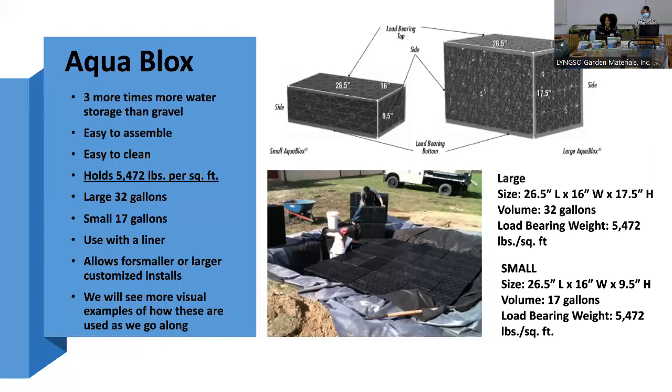Sometimes your installation might require something like Aqua Blocks rather than a basin. These Aqua Blocks might take a little bit more work to assemble, but they hold 3 times more water storage than gravel. Per square foot, they can hold 5,472 pounds. So when you have larger installations where you need more customized space or weight, then you would want to use the Aqua Blocks. They could also be used for smaller installations as well. You will see more visual examples of how we use the Aqua Blocks as we go along.